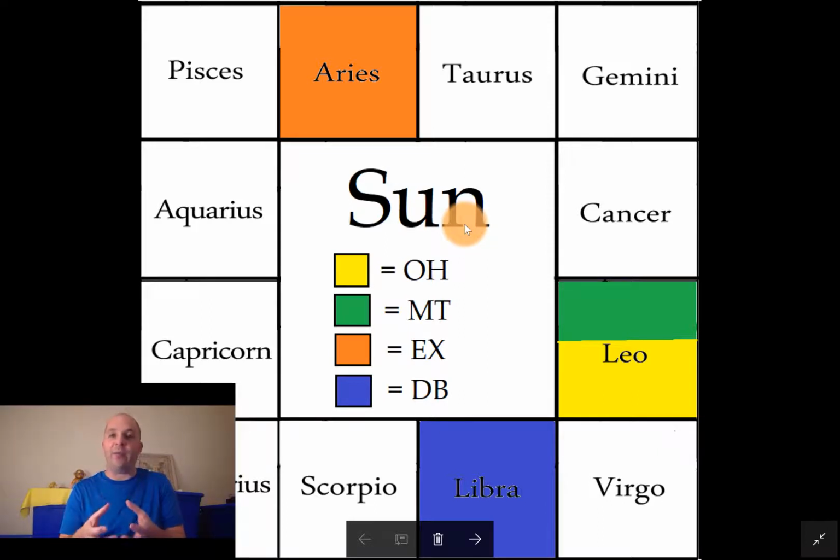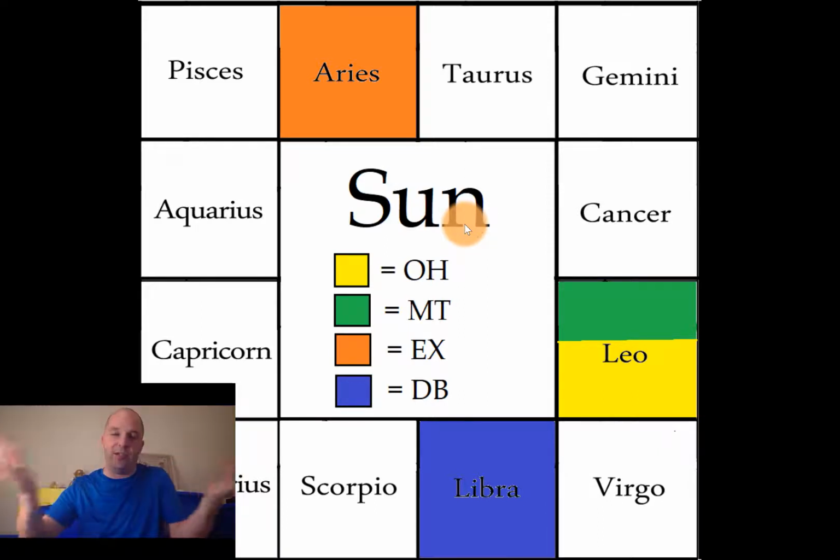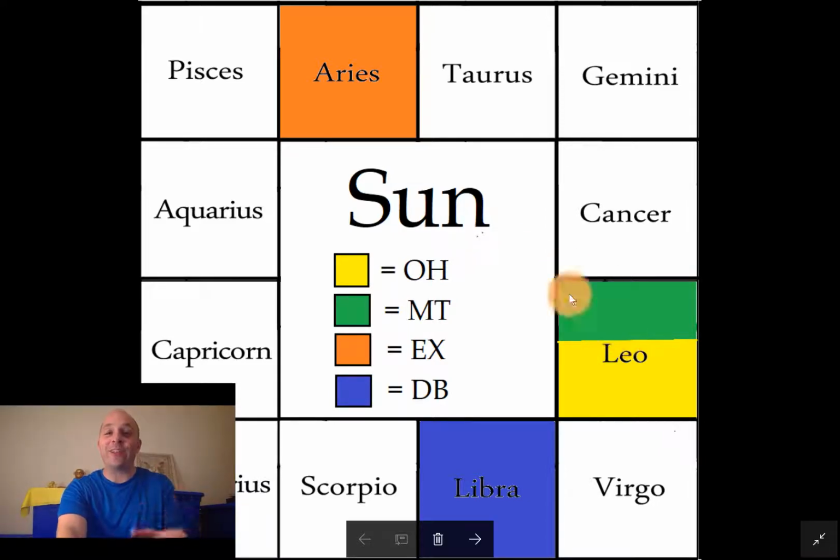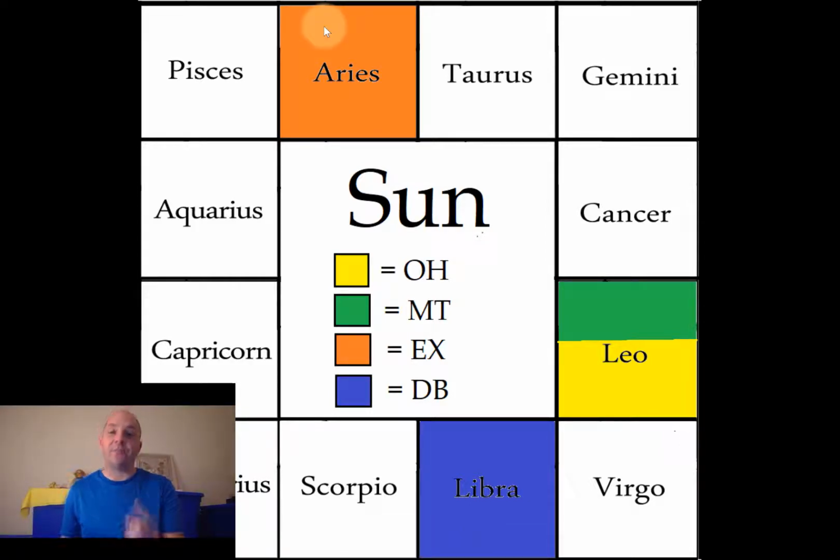The sun is a fiery planet. Obviously, I don't need to explain that to anybody. You should be able to figure that out on your own. Leo is a fire sign. Aries is a fire sign. Sun is the first planet. Aries is the first rasi.